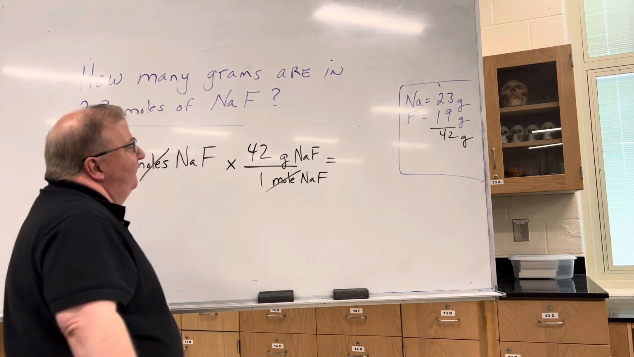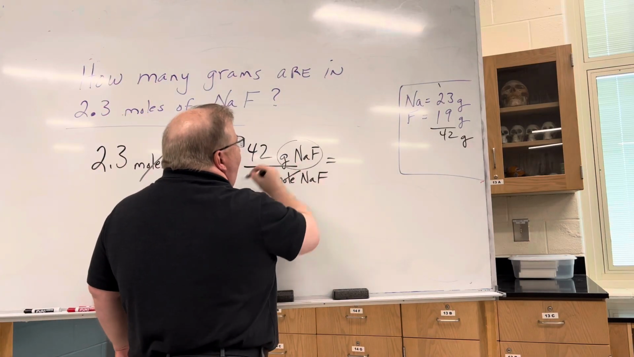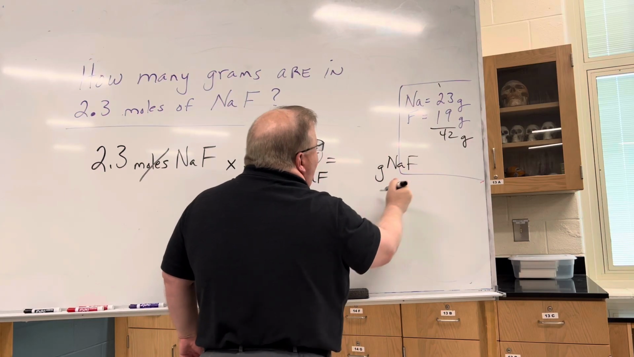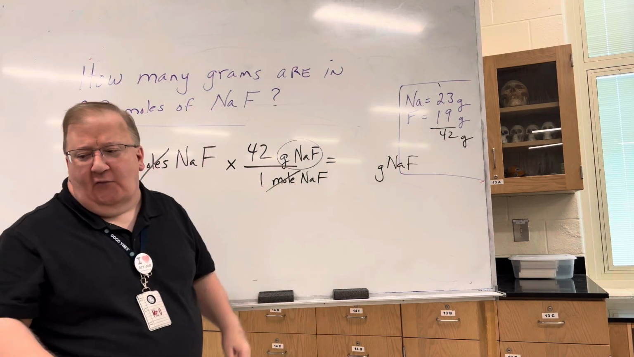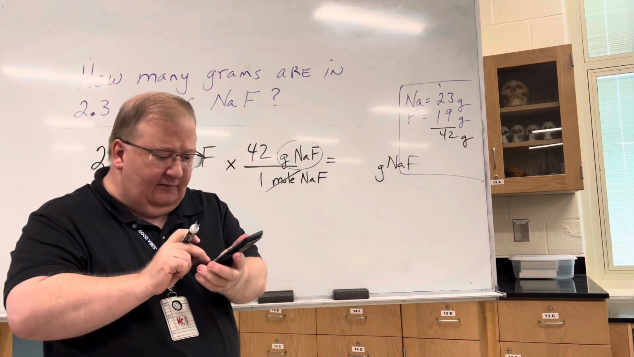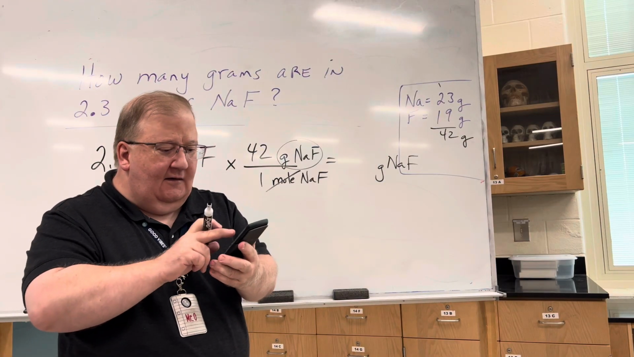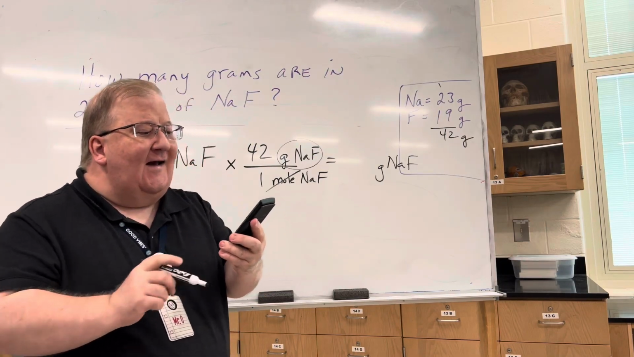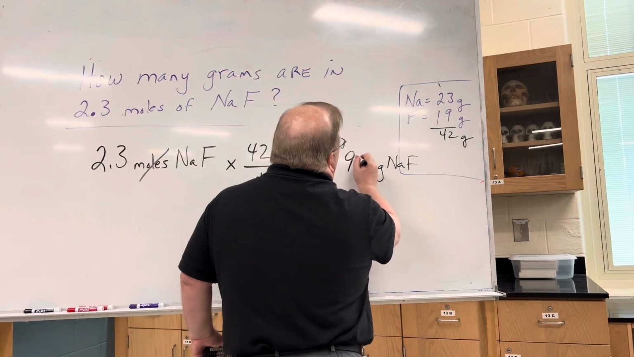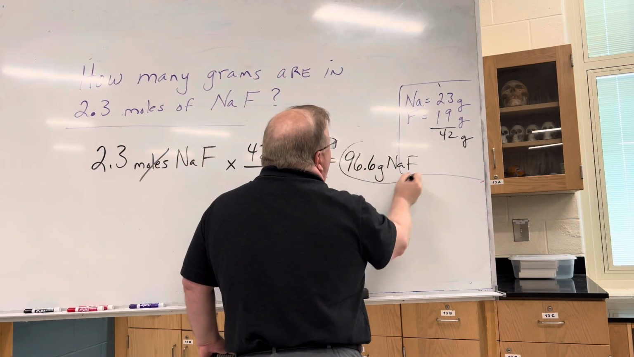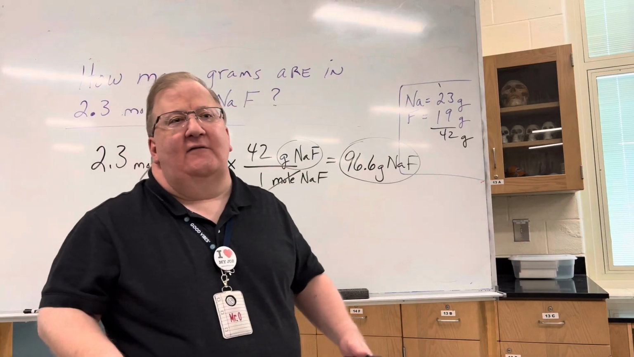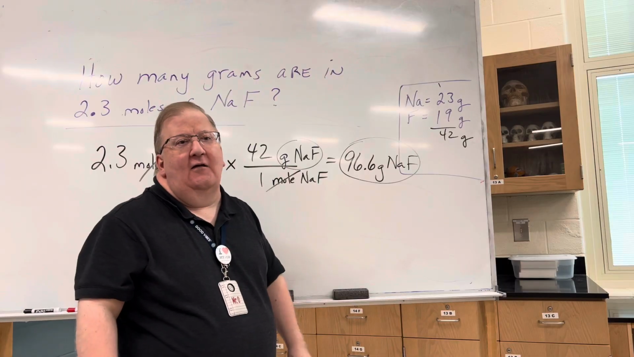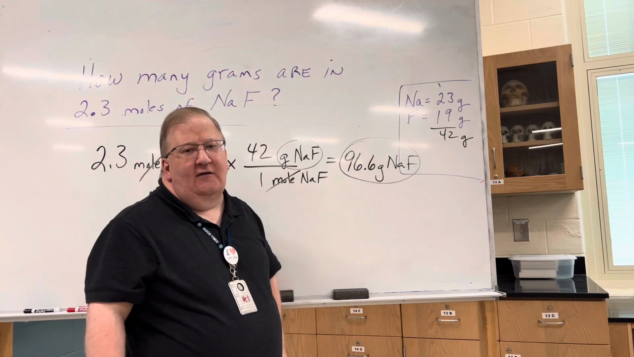Cancel your moles. And I like to circle my final unit because that's what I'm looking for. So if I multiply these numbers across, 2.3 times 42, and I always do it more than once just to make sure, I'm getting 96.6 grams. Now, of course, if I were taking a multiple choice exam or test, you want to find the answer that comes closest to that number. So it could be rounded to 97 as well.